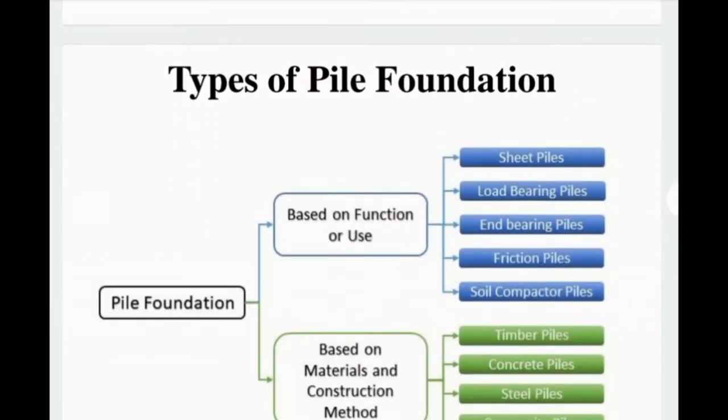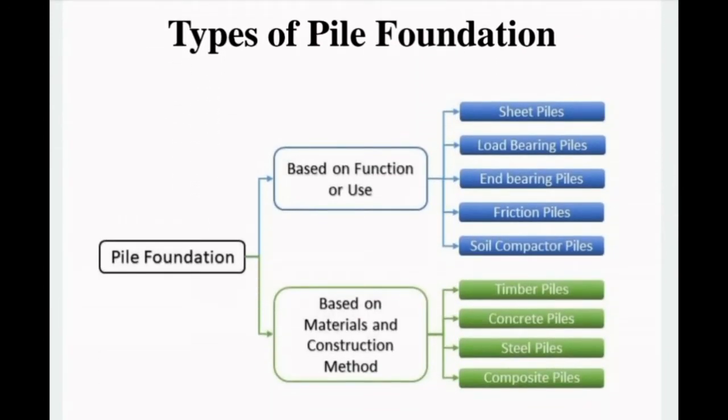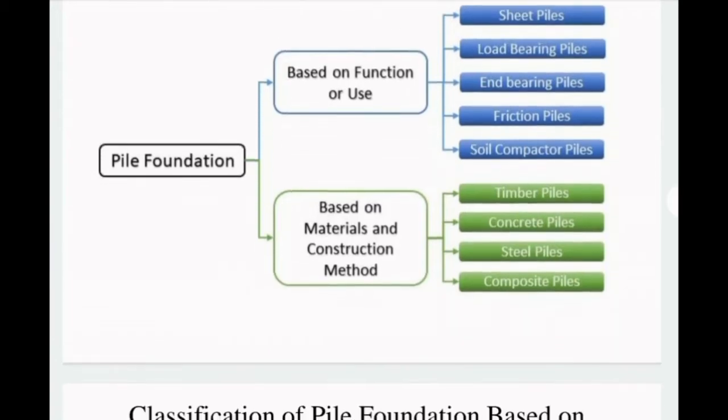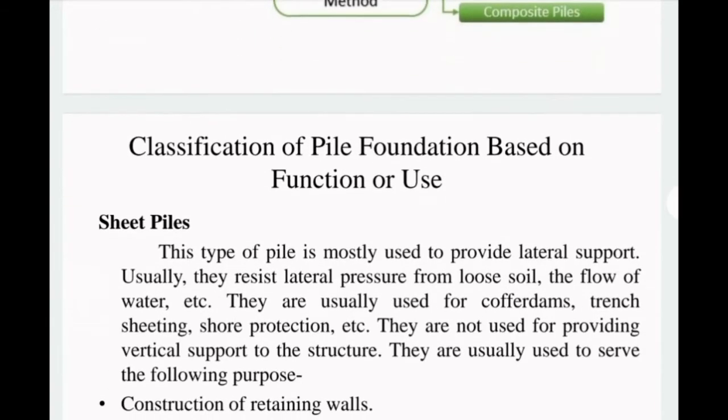And there are some types of pile foundations that are used. Majorly there are 2 types: based on the function or use, and based on the materials and construction methods. Based on function or use, there are 5 types of piles: sheet piles, load bearing piles, end bearing piles, friction piles, and soil compaction piles. And based on the materials and construction methods, there are 4 types of pile foundations: timber piles, concrete piles, steel piles, and composite piles. Now we can see one by one.